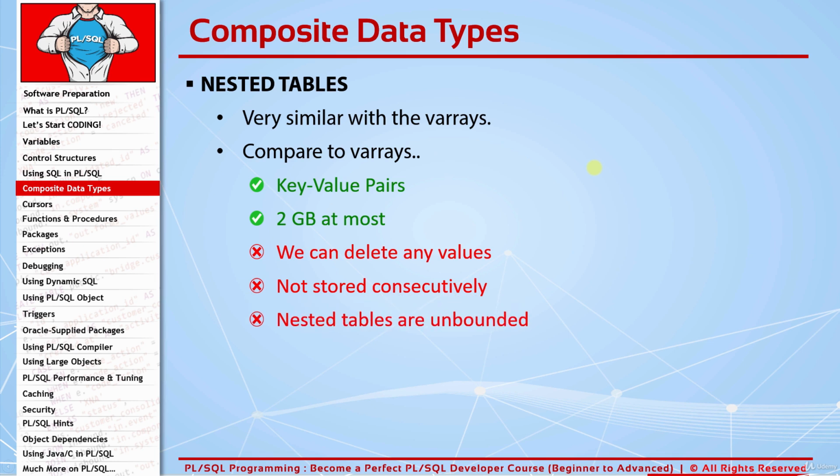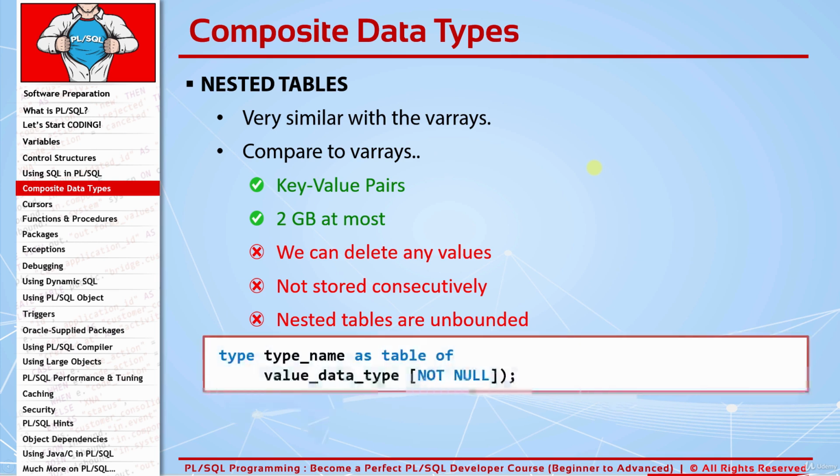Unlike VARRAYs, nested tables are unbounded. That means you don't specify its maximum size. If you add a new value, the size increases dynamically. It's a good thing. Actually, a nested table seems pretty much like the VARRAY, but it is unbounded and there is a little difference in its create code.